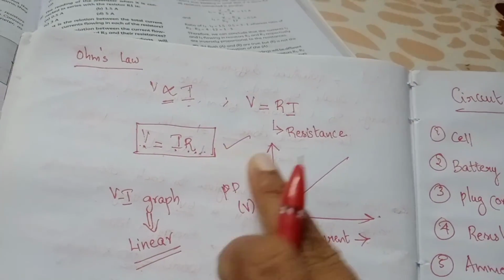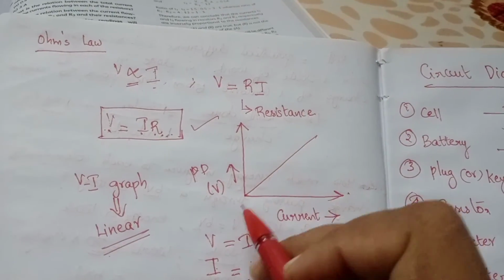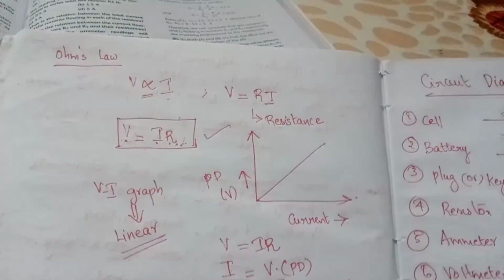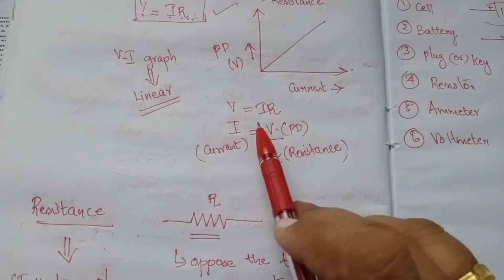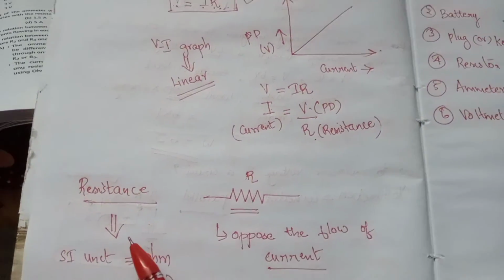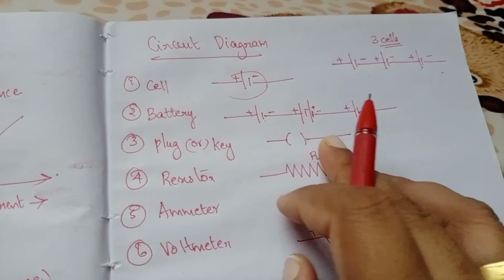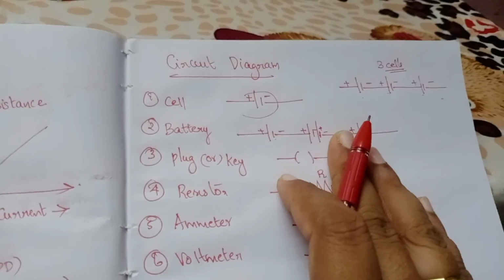We have discussed what Ohm's law is, V is equal to I into R, and the VI graph, how the current varies with the variation in the potential difference. We have studied the equation for Ohm's law, V is equal to I into R, and what resistance is, and what the important symbols are that we use in a circuit diagram. So this is all for today.